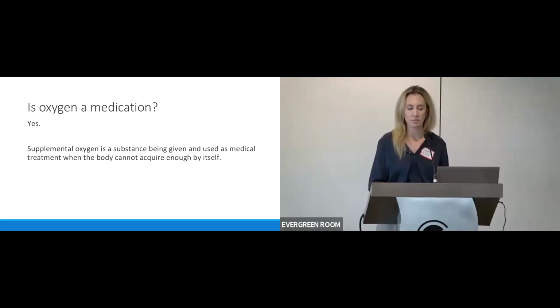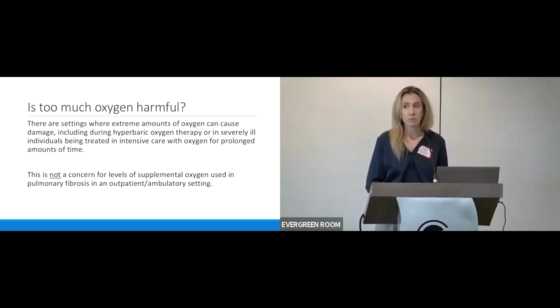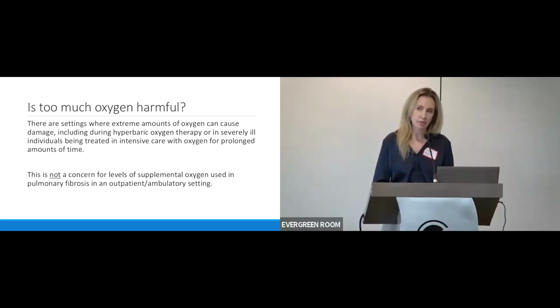Is oxygen a medication? I say yes, so it's something that we have to prescribe. It's used as a medical treatment, so it's considered a medication, and I consider it in medication lists. Is too much oxygen harmful? There are some settings where too much oxygen can cause damage, usually in the much, much higher doses of oxygen than we're using in folks with interstitial lung disease. And if you're an inpatient and we're giving you high flow oxygen for a long period of time and you don't need it, well, we try to turn that down. But even in those cases, the benefits usually outweigh the harms. As I said, not a concern with the amount of oxygen we're talking about.